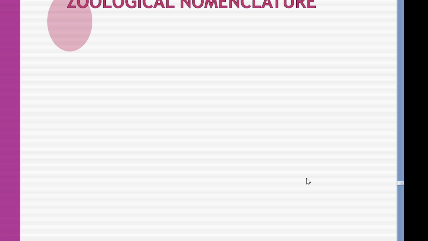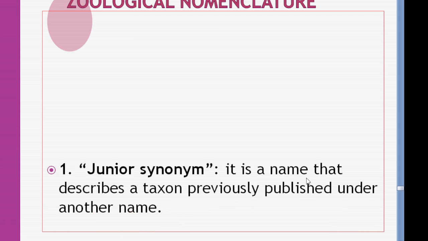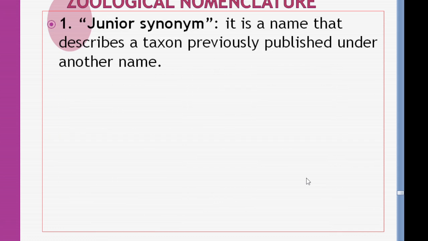So you have to know that these technical terms are codes used by all the zoologists. I defined them for you in order to know them, and all the zoologists must know what these technical terms mean. So the first one is junior synonym.